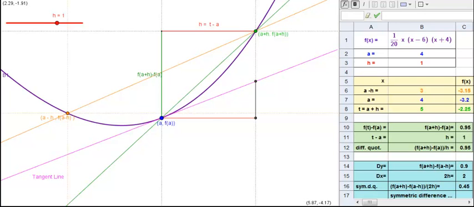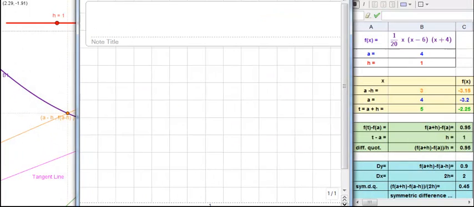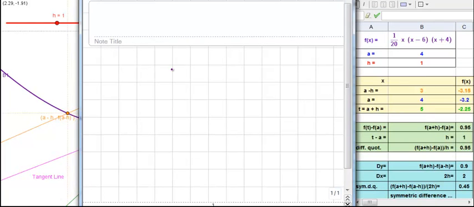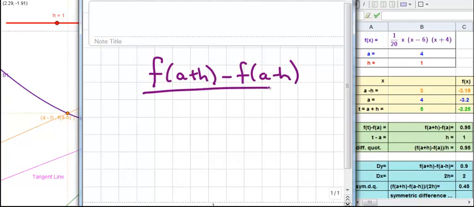So that gives us this formula. For the symmetric difference quotient, that gives us this formula here: f of a plus h minus f of a minus h, and then we divide by a plus h minus (a minus h), which is just 2h. And of course, that's the slope between those 2 points on either side. So this is a symmetric difference quotient.